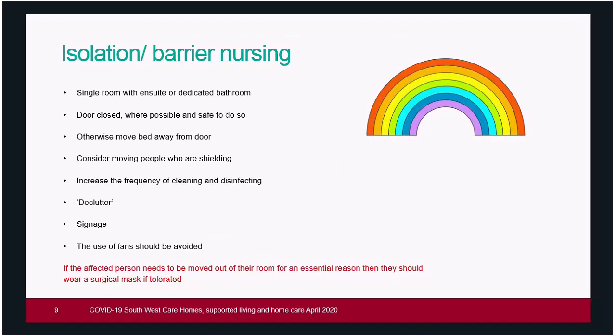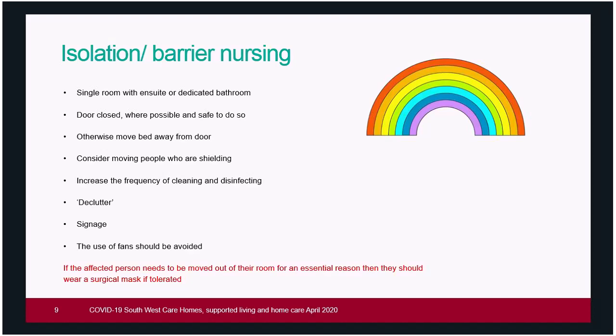So as we've just said, isolating individuals can be really challenging. And so the advice here is really about the ideal scenario when you're isolating somebody with suspected or confirmed COVID-19. Your ability to maintain isolation will differ from home to home and resident to resident, but I hope that this will give you some principles to work with.